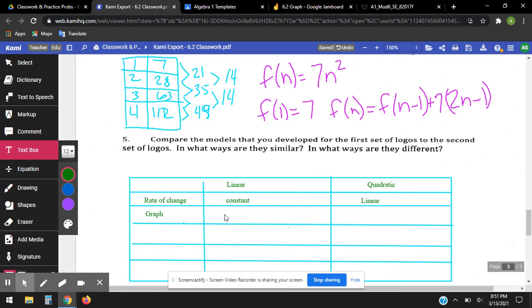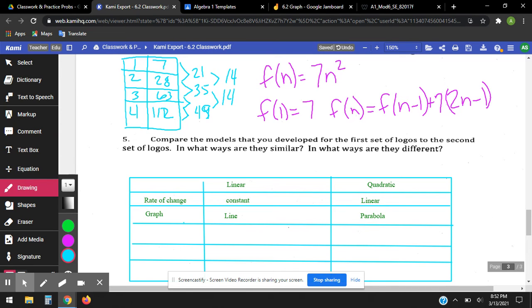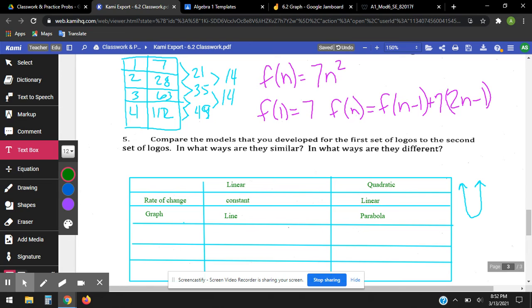Okay, here, let's talk about the graphs. So linear is a line, quadratic is a parabola. So remember, the parabola is when that curve, draw it over here, we've got that curve going on like this. So far, we've only talked about positives, so that hasn't really come into play. We've only seen half the curve.